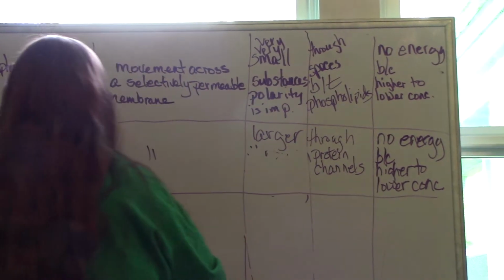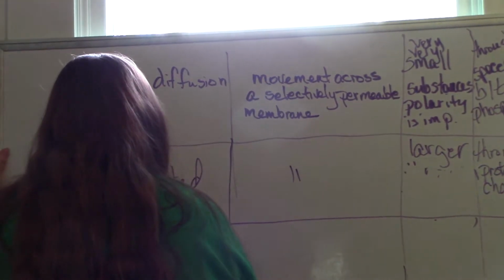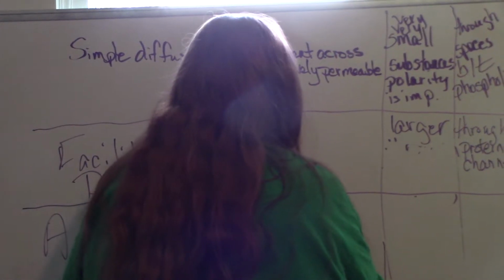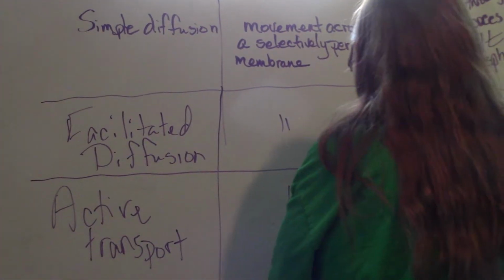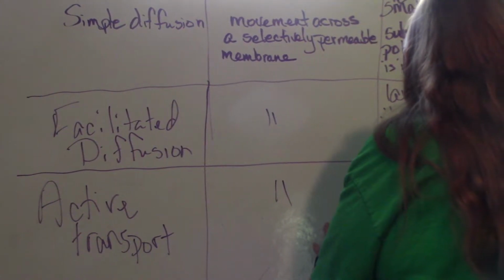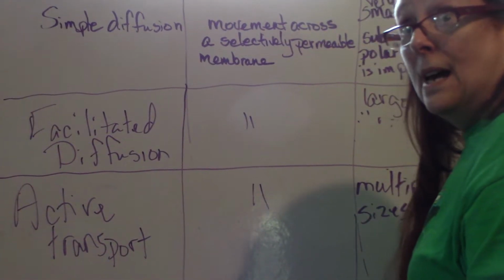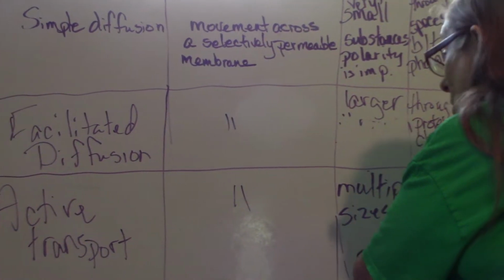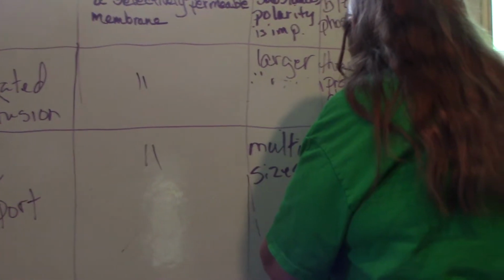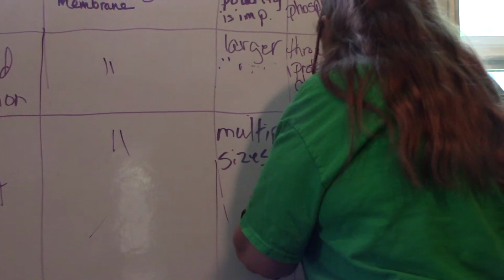So I'm going to go in and put active transport because I have more to say about osmosis. Active transport. This is movement across a selectively permeable membrane, and multiple sizes. So it can be really small materials, like even hydrogen ions, or something bigger. Okay, this is also through protein channels, even if it's small.